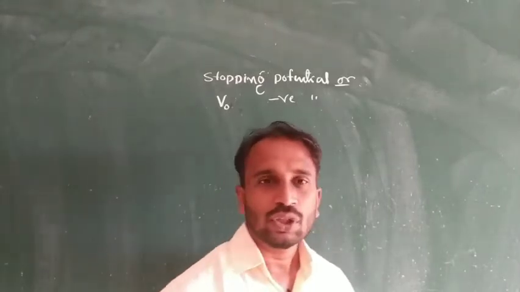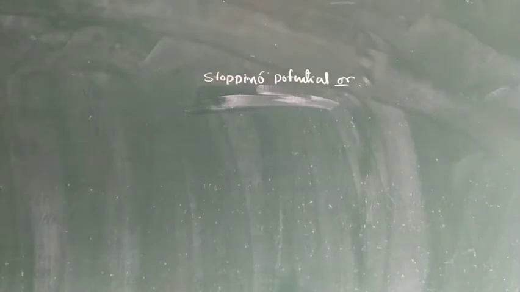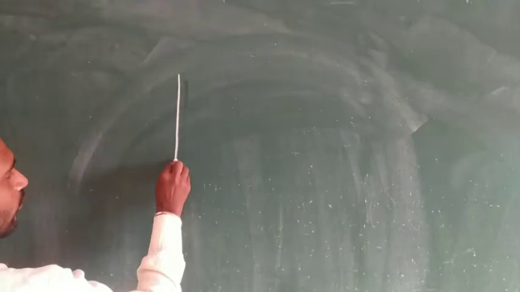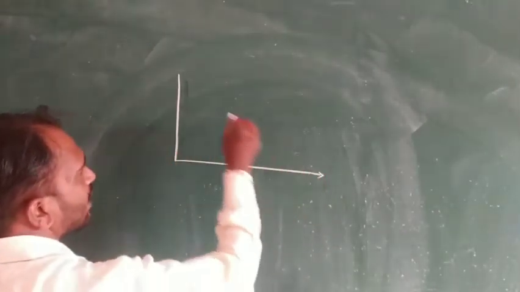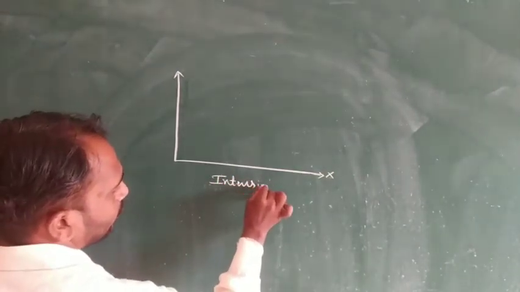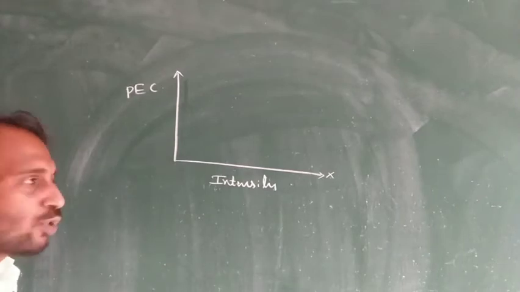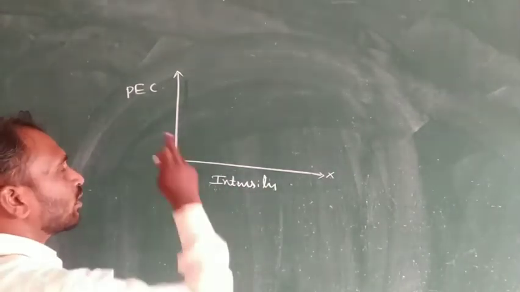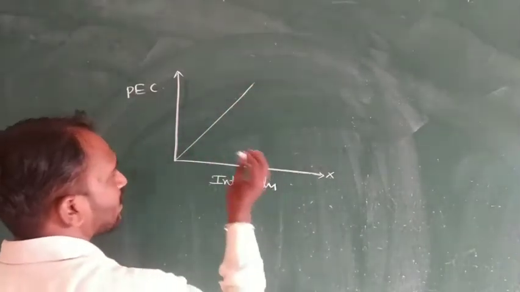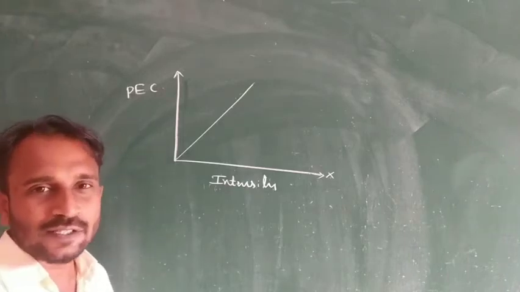First, you already know the photoelectric current versus intensity graph. Along the x axis we consider intensity, and along the y axis photoelectric current. Suppose the intensity increases, the photoelectric current increases, because when intensity increases, the number of photoelectrons produced also increases. For this reason the photoelectric current also increases.